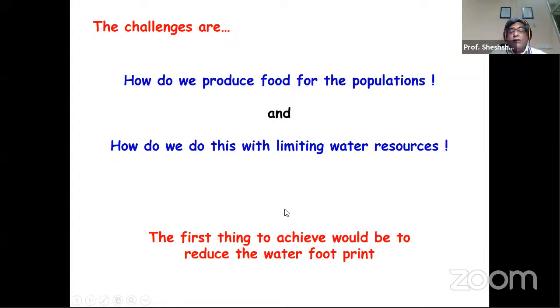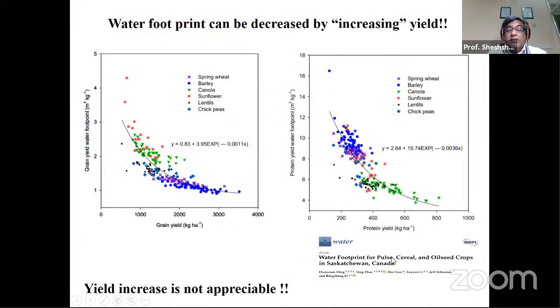Therefore, what we can try to do is to reduce the water footprint of our productivity. There's one elegant example that I can take from the Canadian research: the water footprint for grain yield can decrease significantly if you increase yield. This is the only way that appears to be done. If I increase the yield, the amount of water that is used for making that grain decreases.